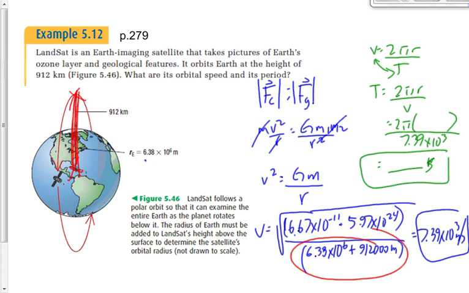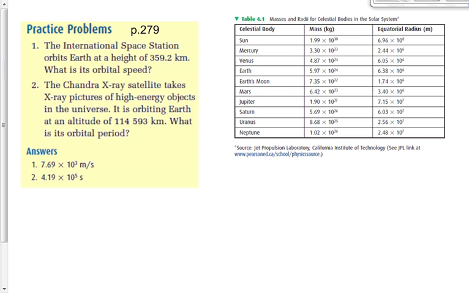All right, let's give you a couple more questions to work on, 1 and 2 on 279. See how you can do on those, and that'll be it for the day.